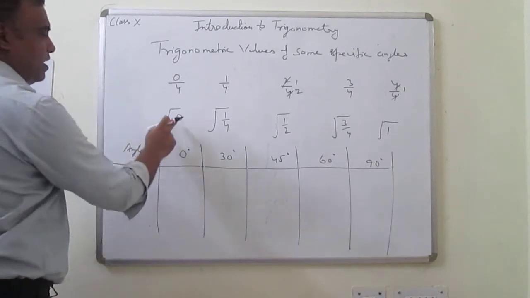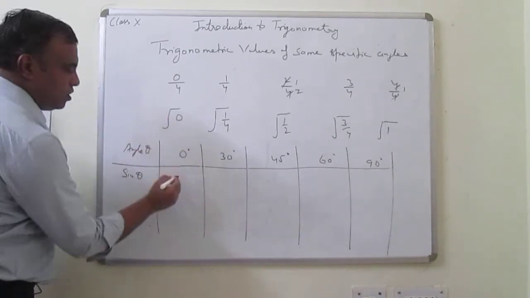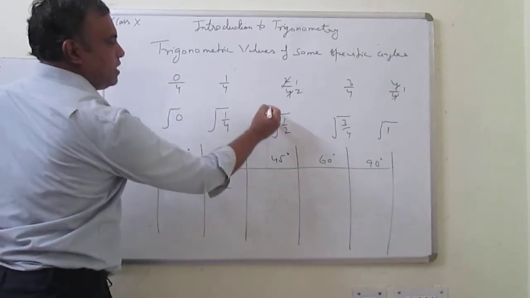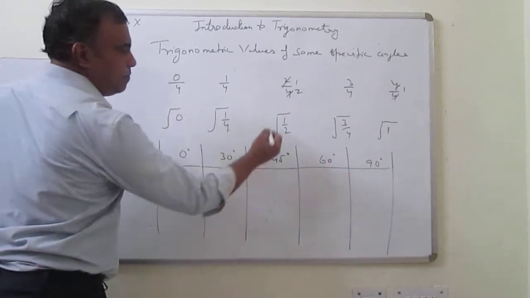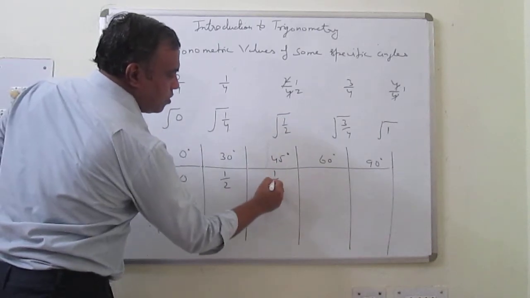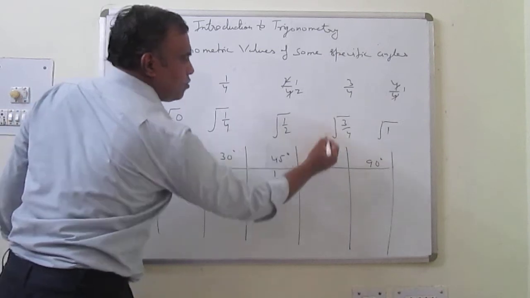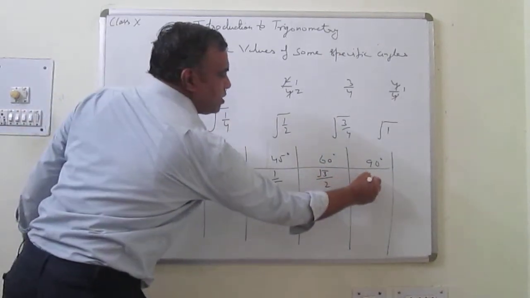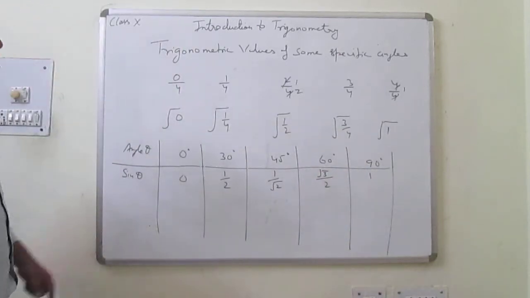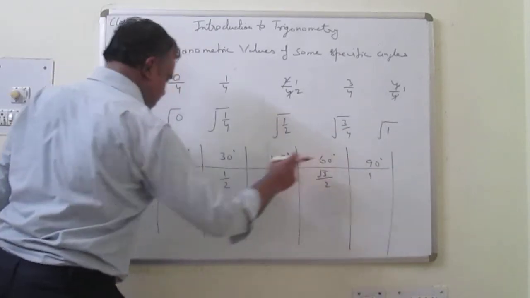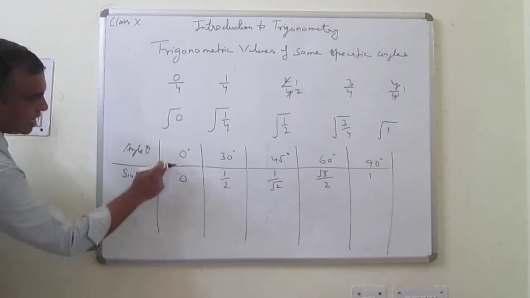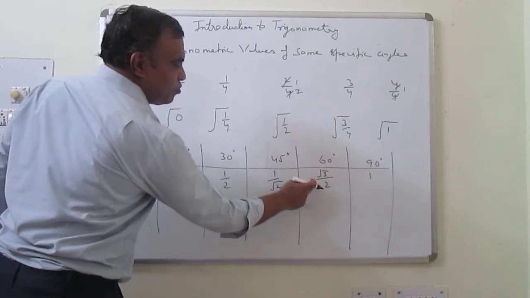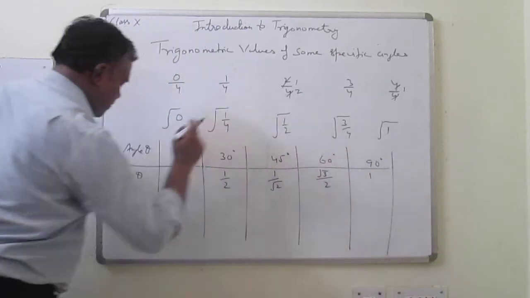What is the value of the square root of 0? It is 0. What is the square root of 1 by 4? It is 1 by 2. What is the square root of 1 upon 2? 1 ka 1 ho jayega, 2 ka root 2. Square root of 3 upon 4 is root 3 upon 2. Square root of 1 is 1. You see that the value of sine lies between 0 and 1. Now sine 0 is 0, sine 30 is 1 by 2, sine 45 is 1 by root 2, sine 60 is root 3 by 2, sine 90 is 1.